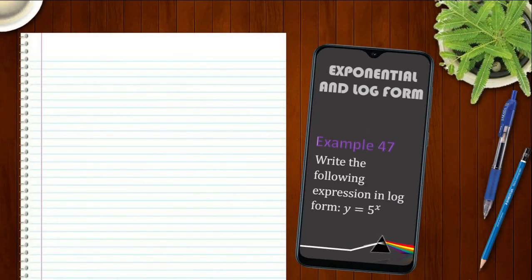Okay, now let's apply this to some numbers. Write the following expression in log form. Now we have y equals 5 to the power of x. So base stays base, so 5. I'm going to log form, so I'm writing down log. And base stays base. It's with y here, so it's with x here. So in my log form, it must be with y. And then it's equal to x. And there we have it.